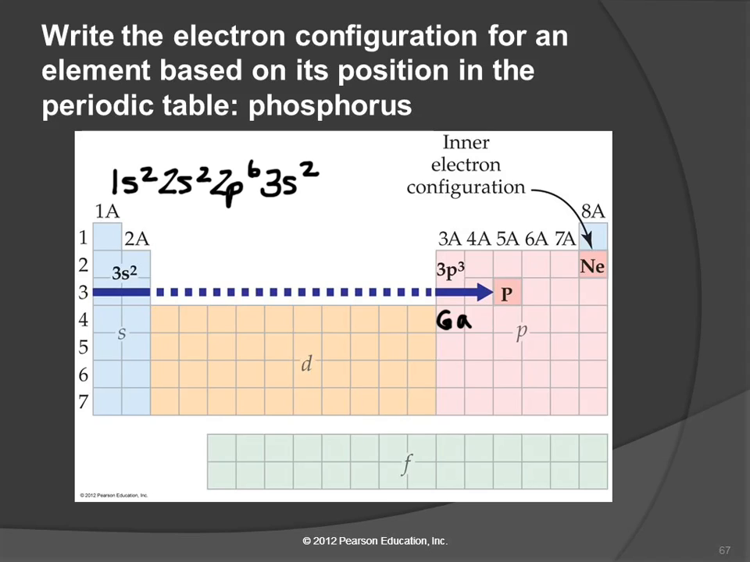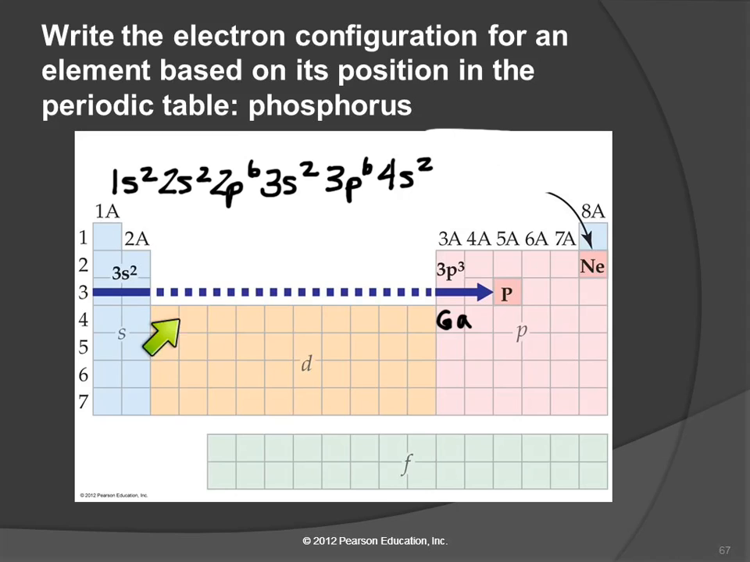You seeing how this works? 3p, we'll go all the way over there to 6, 3p6. Okay, let's get rid of that. 3p6, and then 4s2.